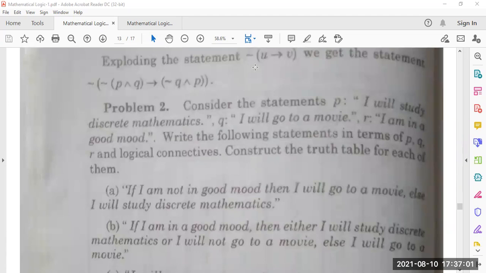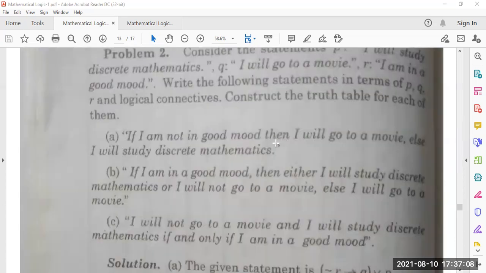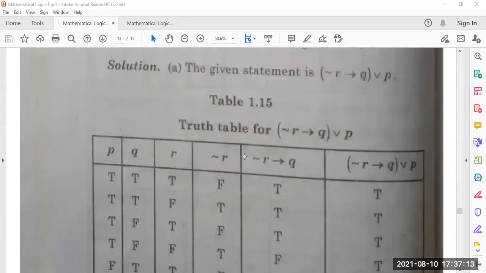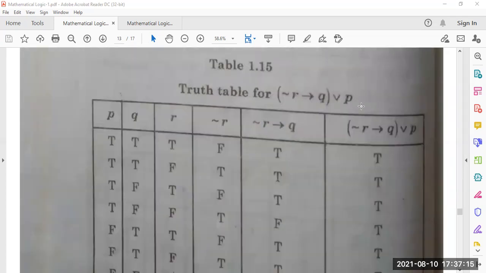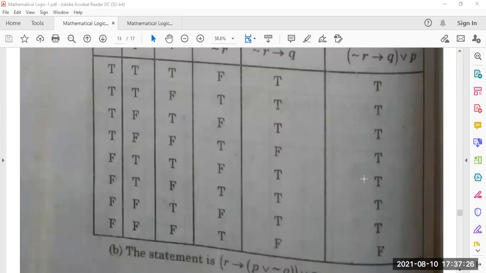Now exploring the statement this, we get the statement this. So these are the things. Here some statements are given. So truth table. Here negation R implies Q, P. That means 3 variables, so we have to take 8 rows. P, Q, R. Here negation R is taken, and find out the truth table. Here all those values are T, but one is false. So it is also neither a tautology nor a contradiction.